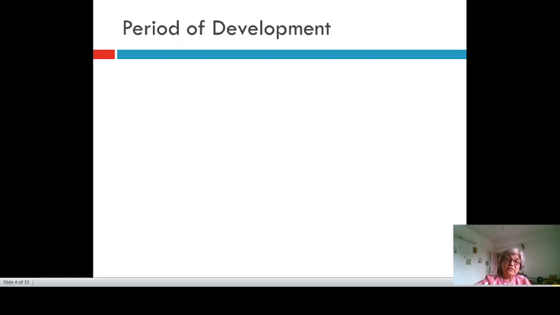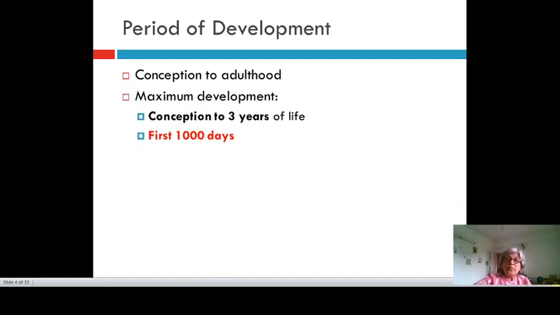Now, what is the period of development? As I've already mentioned, it starts right from conception and continues into adulthood. But maximum development occurs in the first 3 years, starting from conception, which we refer to as the first 1,000 days. And this is the period of early childhood development. These two phrases I have marked in red because they are of great importance in today's world. A lot of work is being done regarding early childhood development. We will see why.